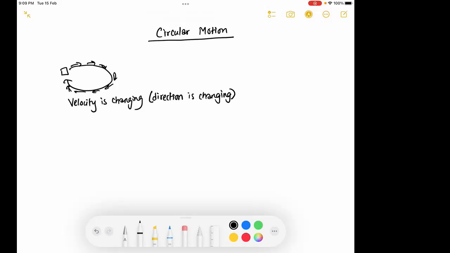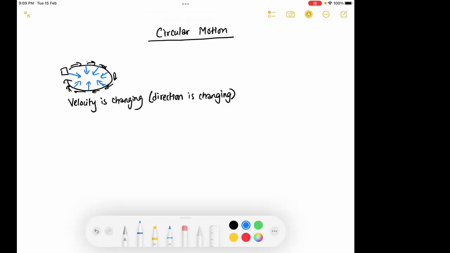Like I said, why is it changing direction? Because it is always facing a force that is directed towards the center of the circle. This is what we call centrifugal force. But in your case, I think you just need to know that there is a force that is directed towards the center of the circle.